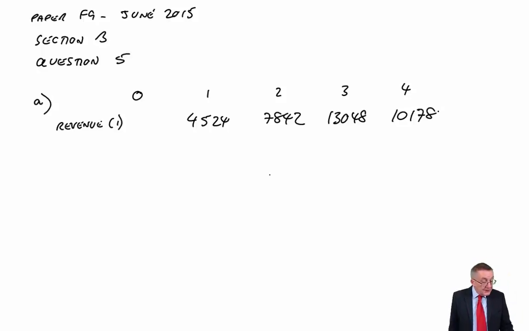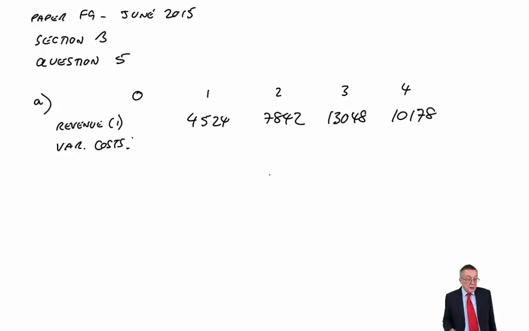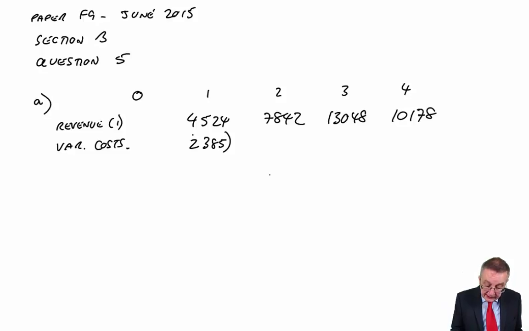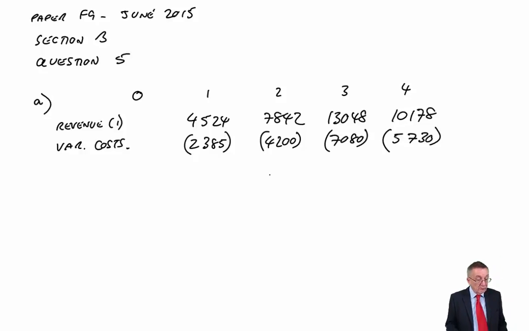What else? What about the costs? Forecast sales production volume. Total nominal variable costs have already been forecast, so we're told the costs. It does say nominal variable costs, so any inflation has already been taken into account. So these are the actual cash flows: 2385, they're obviously outflows, 4200, 7080, 5730. Any other costs? Below there are incremental overheads, so extra overheads.